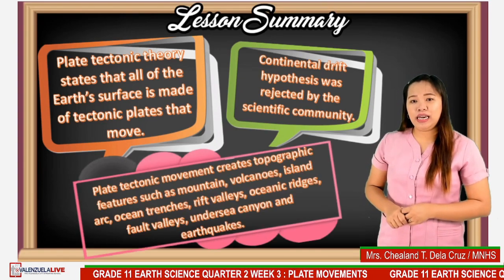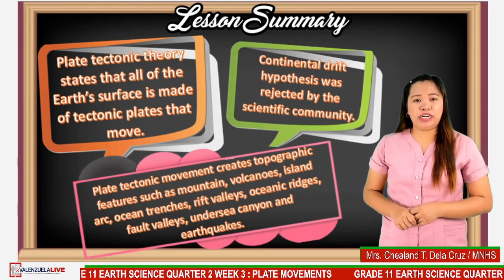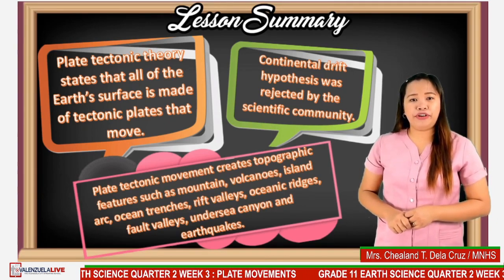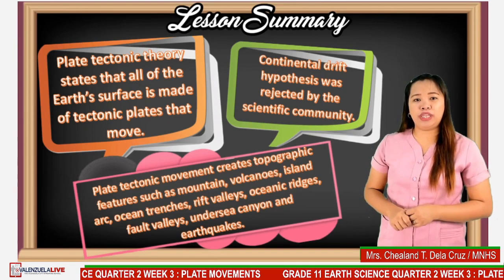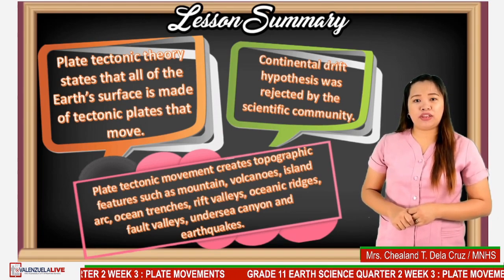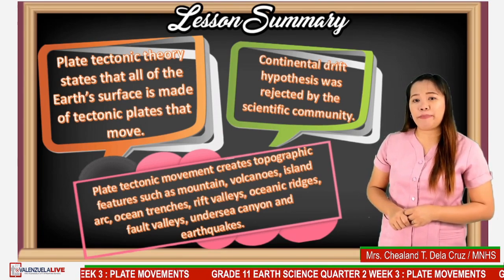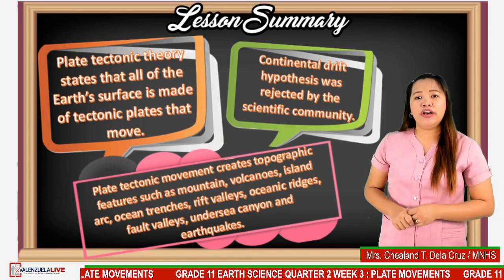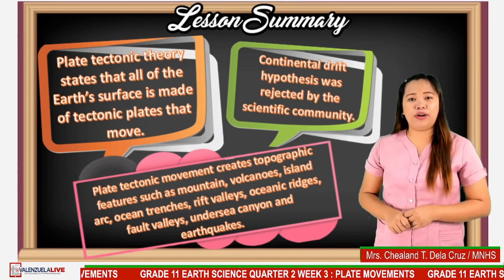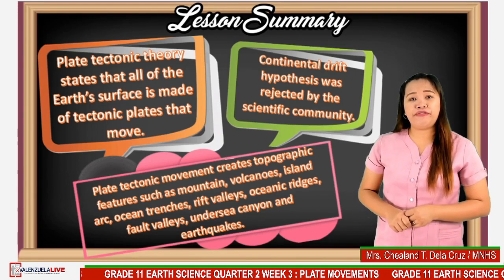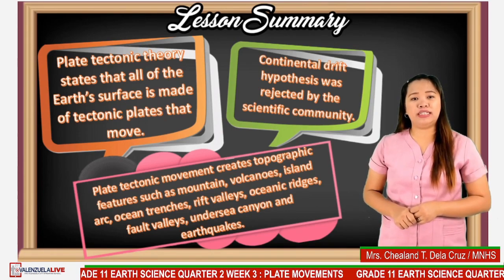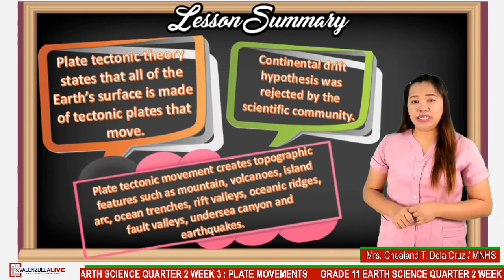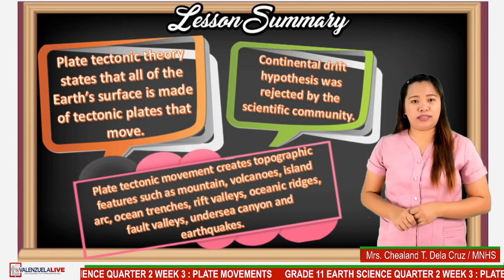And lastly, the three types of plate boundaries are convergent, divergent, and transform plate boundary. And each plate tectonic movement creates topographic features such as mountain, volcanoes, island arc, ocean trenches, rift valleys, oceanic ridges, fault valleys, undersea canyon, and earthquakes.